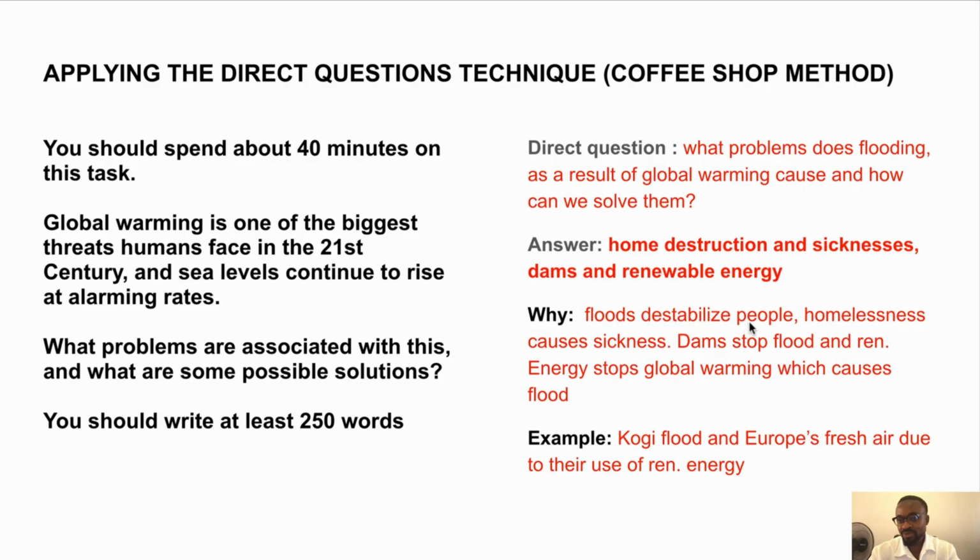Floods destabilize people. When people are destabilized, it simply means their homes have been destroyed. So when people's homes get destroyed, they get destabilized and they become homeless. And when they are homeless, they'll definitely fall sick. So you've seen how I've been able to explain in simple terms how these 2 things are problems. Now, what are the solutions? Dams and renewable energy. Why are those solutions? Because dams stop flood and renewable energy, use of renewable energy stops global warming, which causes flooding.